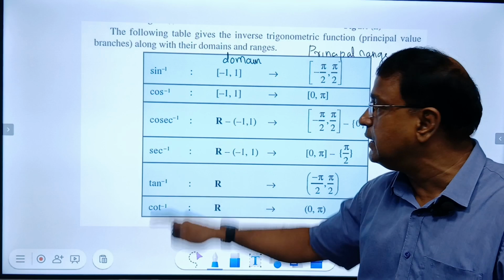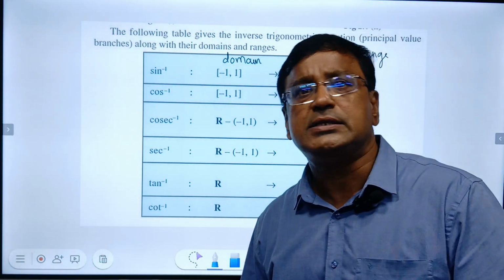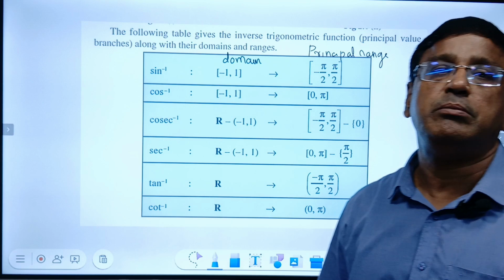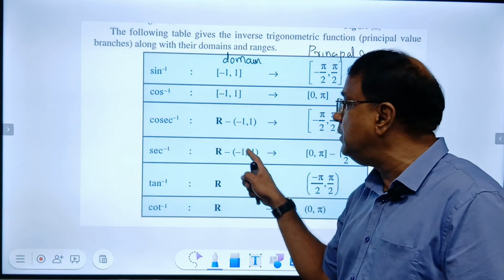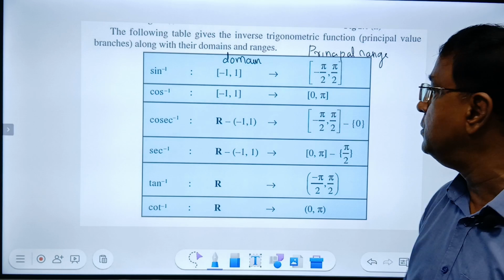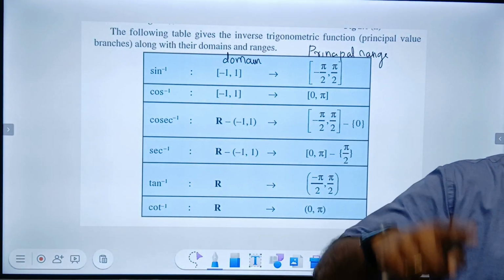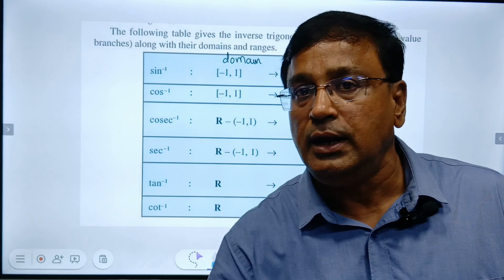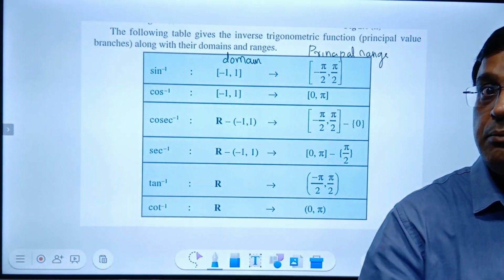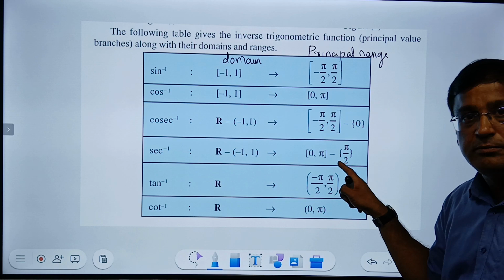Now look at secant. Same argument. Secant takes all real numbers except open interval minus 1 to 1, because if secant takes value less than 1, then cos will become more than 1, which is not possible. So secant also is 1 to 1 and on to from 0 to pi, but pi by 2 is removed because secant pi by 2 is undefined. That's what I've written here.